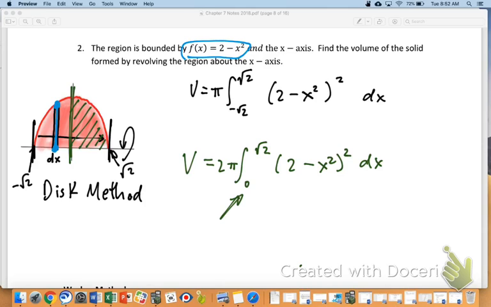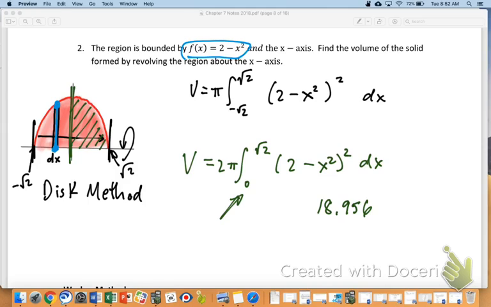Up to you. Did you guys get an answer for this one? 18 point what? 956. You guys agree with that? Okay, awesome. So, you guys are now into volume. It's not that bad, is it?